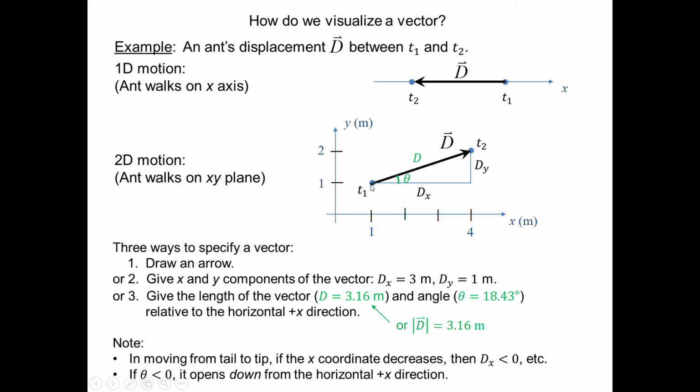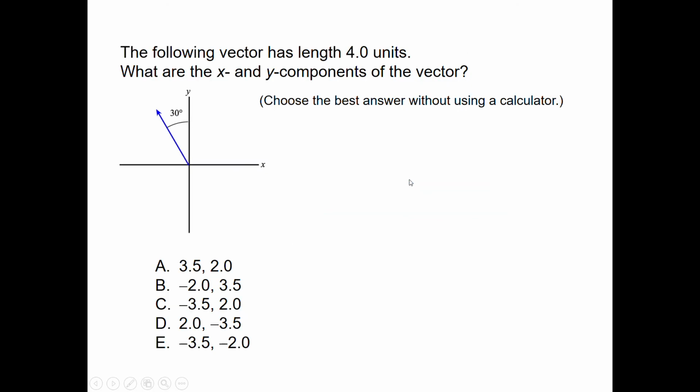So if someone gives a negative angle, what you do is draw the direction from the tail that goes parallel to plus x, and if you have a negative angle, it opens downward from there. If you have a positive angle, it opens upward from there. So you've got to be aware of what those angles mean.